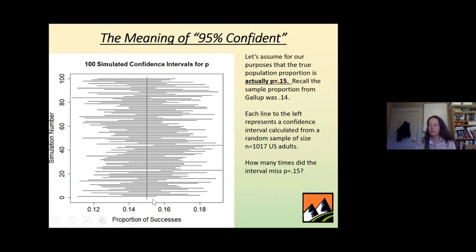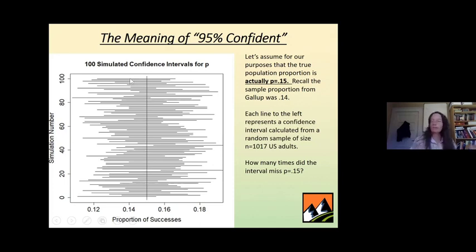That's going to be represented by this line, 0.15. That's the true proportion of people who would not go seek medical care. Recall that the sample proportion from Gallup was 0.14. Let's take random samples. Let's focus on this first one up here. I take a random sample from my population of all US adults where 15% would not go seek medical care with COVID symptoms, and I get a sample proportion of around 0.14.